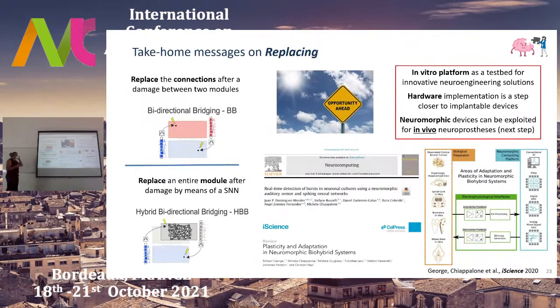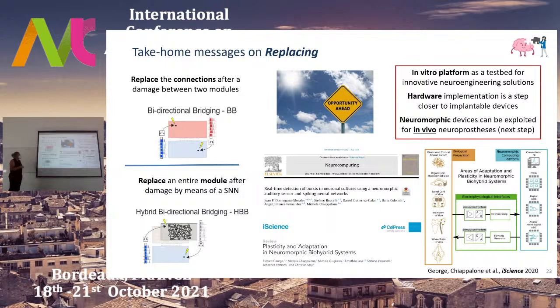So what are the main take-home messages for this part? For sure that this in vitro platform can be used as a test bed for testing technologies and algorithms. Why are we doing this in hardware? Because it's closer to possible implantable devices for the future. And this approach can also be exploited, we are doing it now, for in vivo application. Okay?